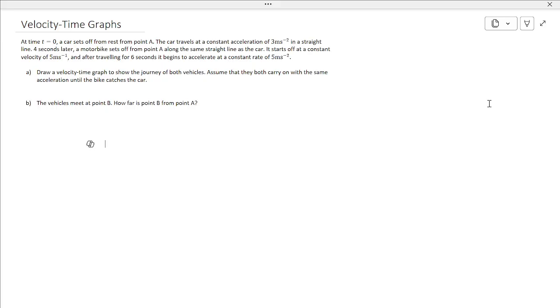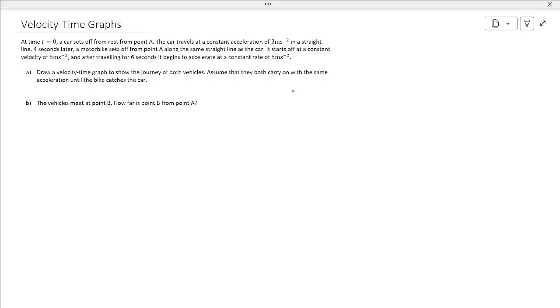This question, we have a car setting off from a point A, traveling along for a bit, and then we say 4 seconds later, a motorbike setting off, starting at constant speed and then beginning to accelerate. And the whole point of the question is, at which point will they meet? Which point will the bike catch up with the car?